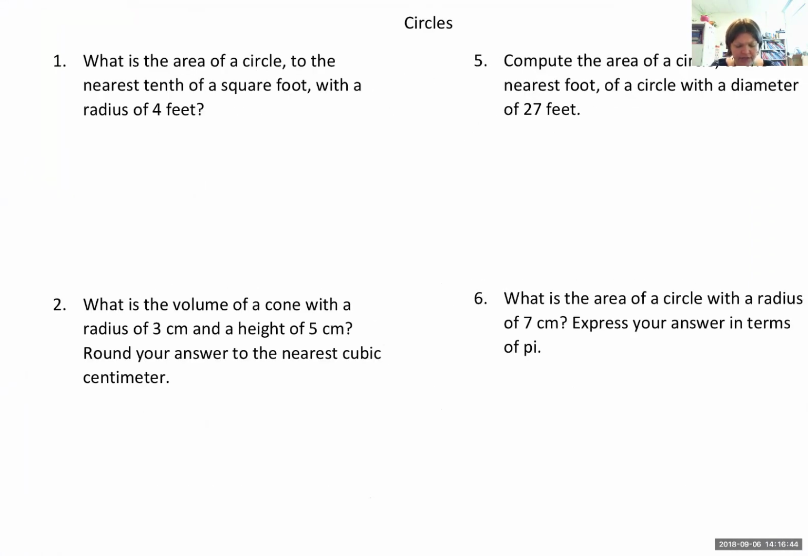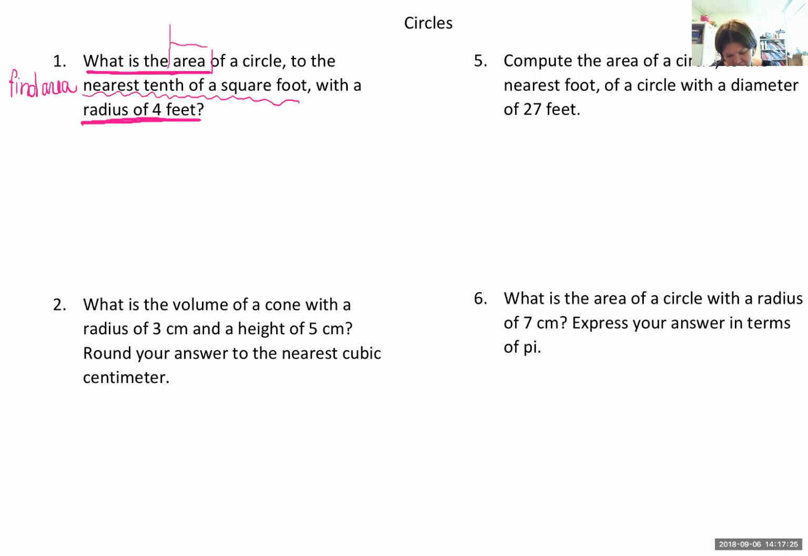Example number 1 here says, what is the area of a circle to the nearest tenth of a square foot with a radius of 4 feet? Okay, so they've asked me to find area. They've given me radius. And there's one more thing I want to point out to you in this problem. This phrase, to the nearest tenth of a square foot. So they've told me to find area.